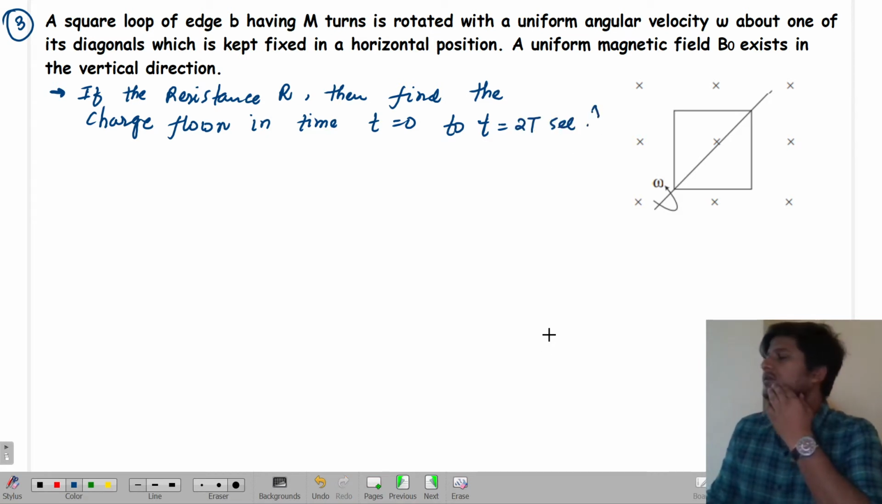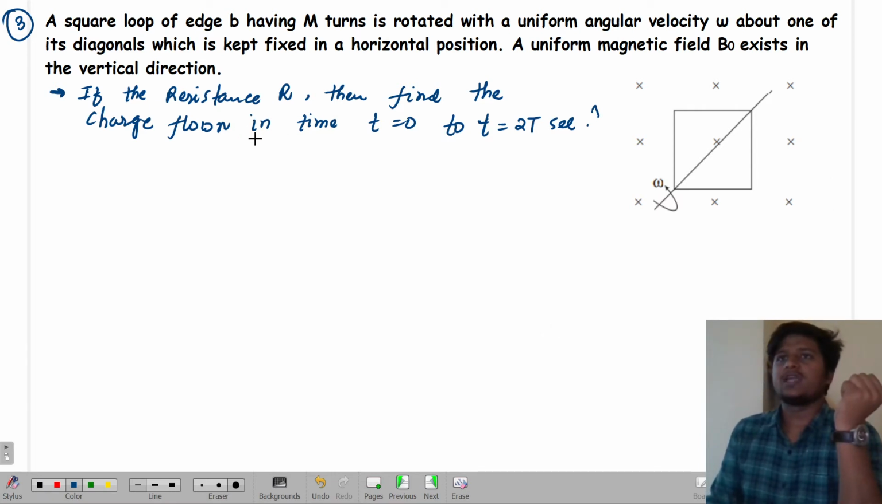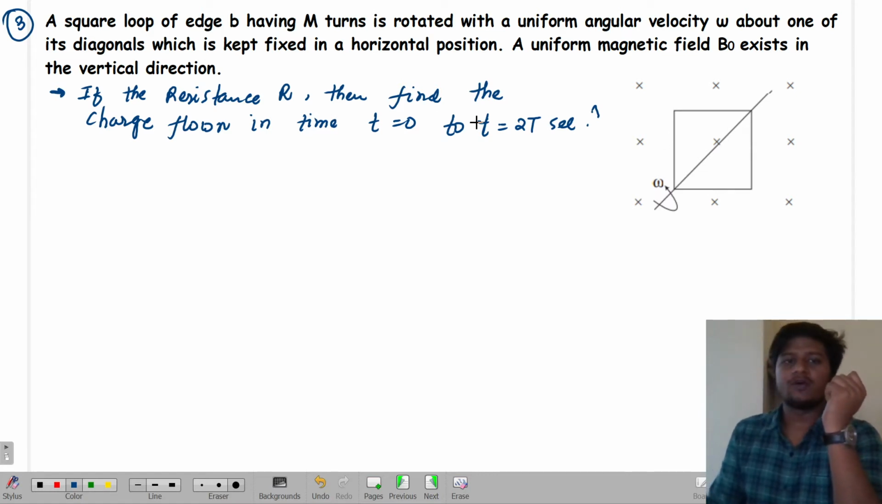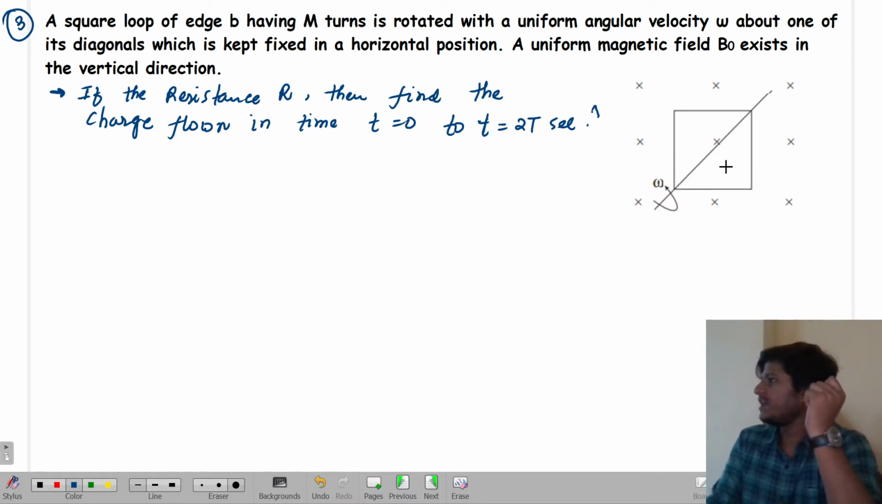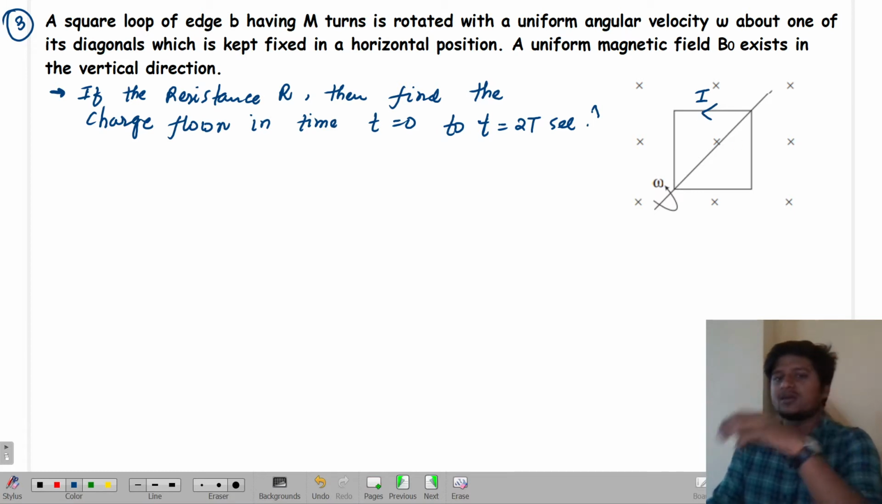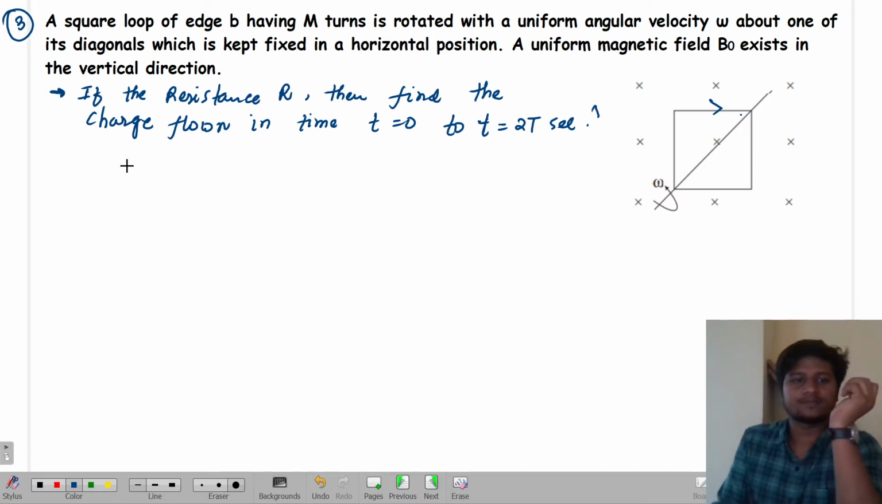Do it. Hey, do not talk. What it is asking? If the resistance of this particular loop is R, right or not? You have to calculate how much charge flows in this loop. Since some current will be induced in this circuit, you have to calculate that with respect to the induction of that current. The magnetic field is inside, so the current will be clockwise. How much is the charge that is going to flow from t equal to 0 to t equal to 2t seconds? Do it.